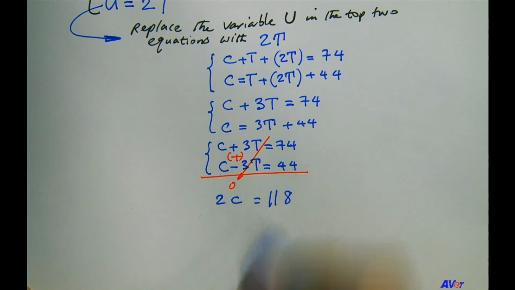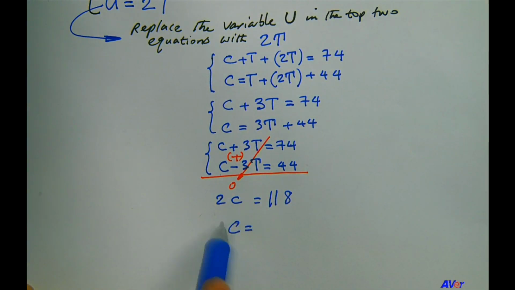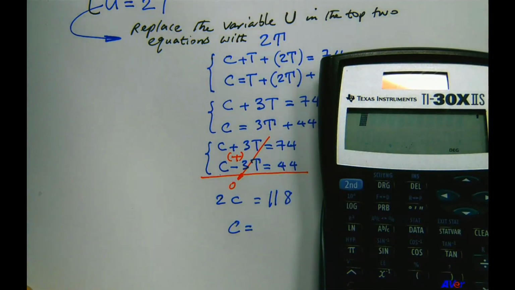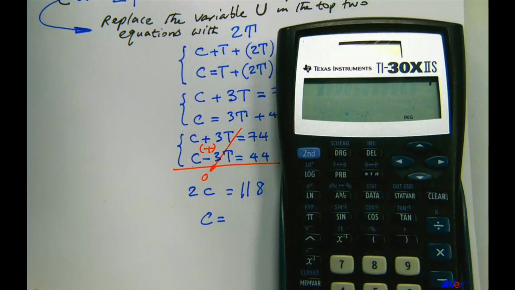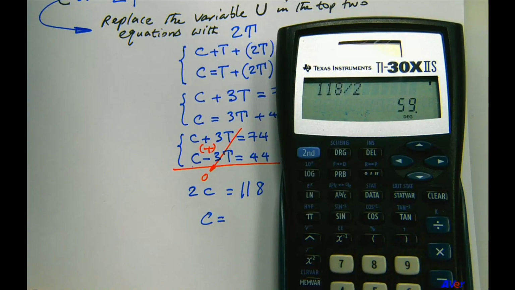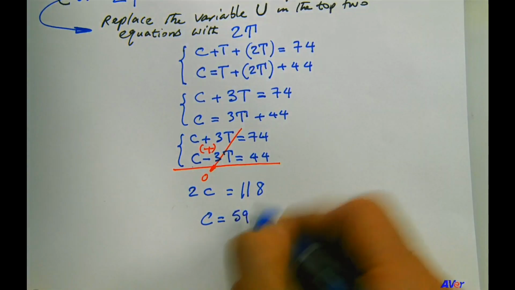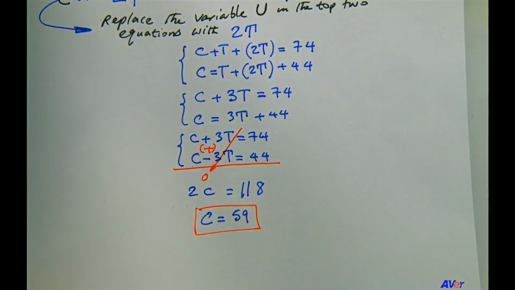Okay, so now let's solve for C. So C, that's the billions of tons of apples produced by China, right? So let's calculate that. I suppose it's 59, right? It should be 59, but let me make sure. So 118 divided by 2, 59. Okay. So C is equal to 59. So that's the billions of tons of apples produced by China.